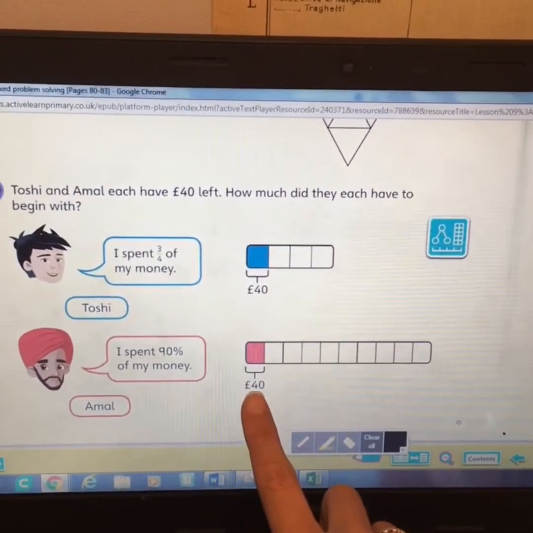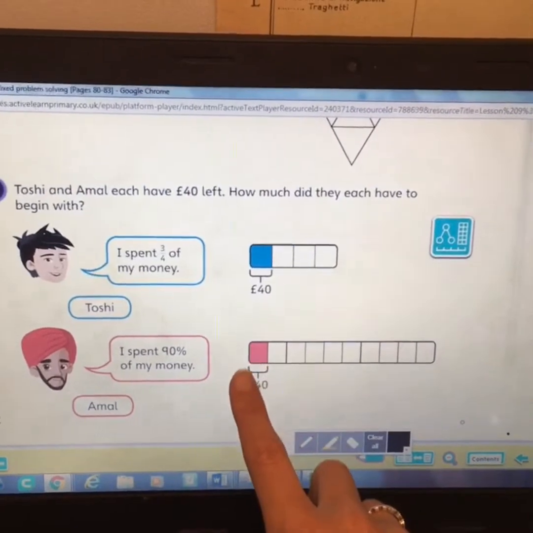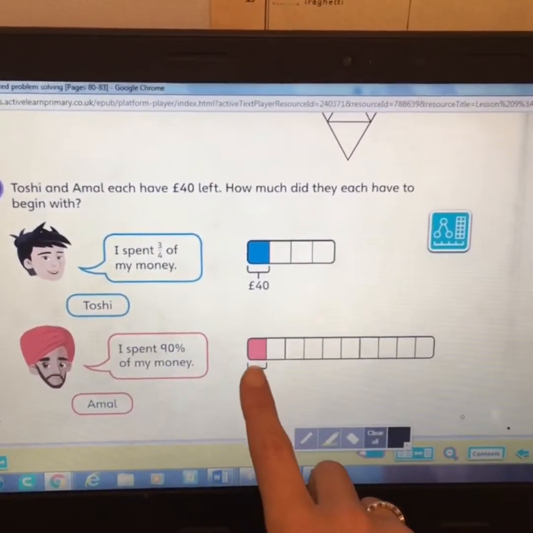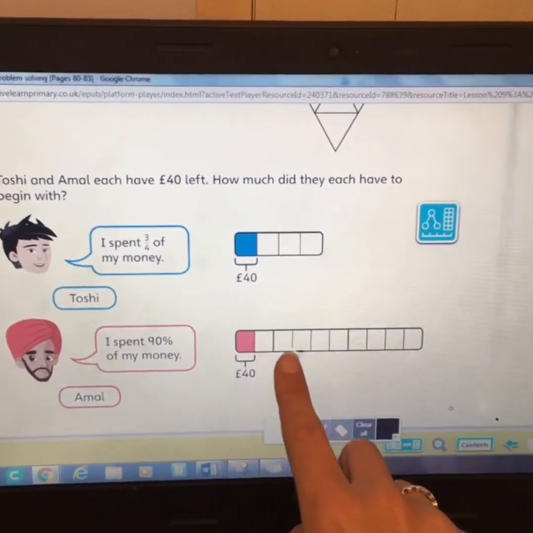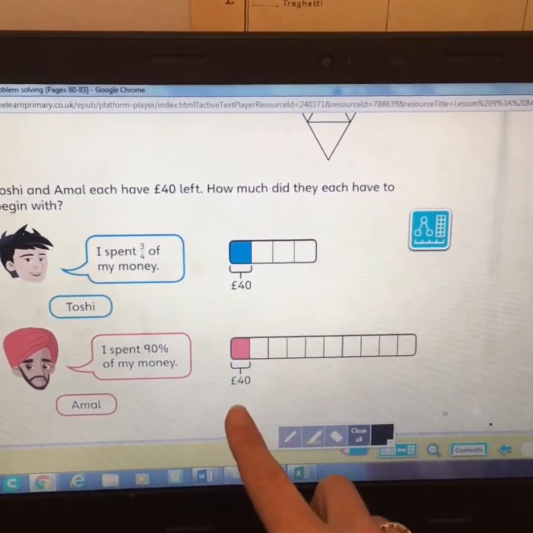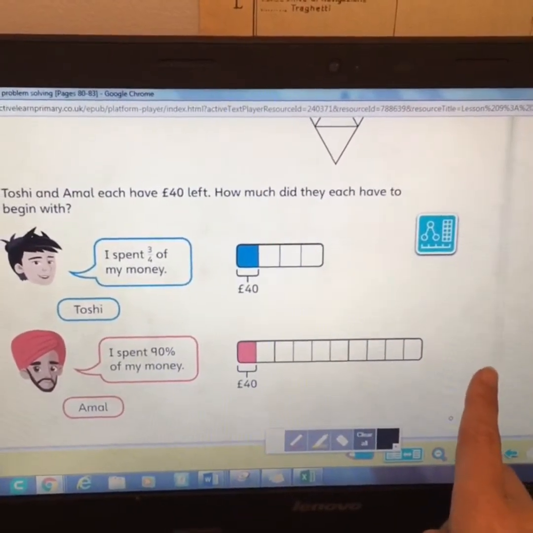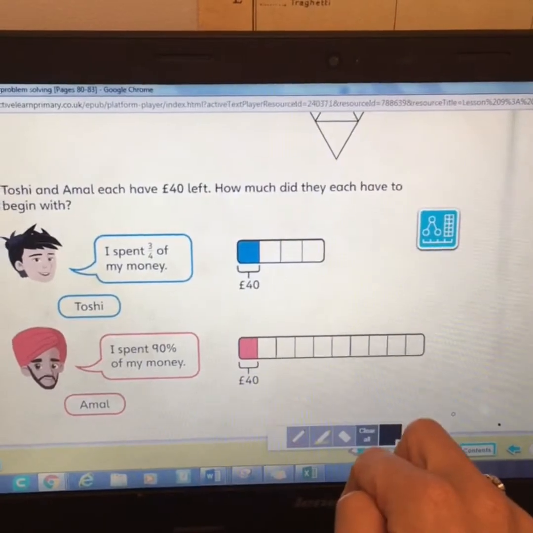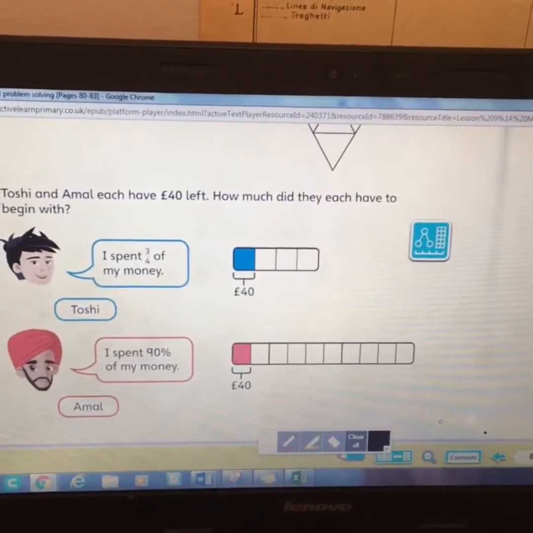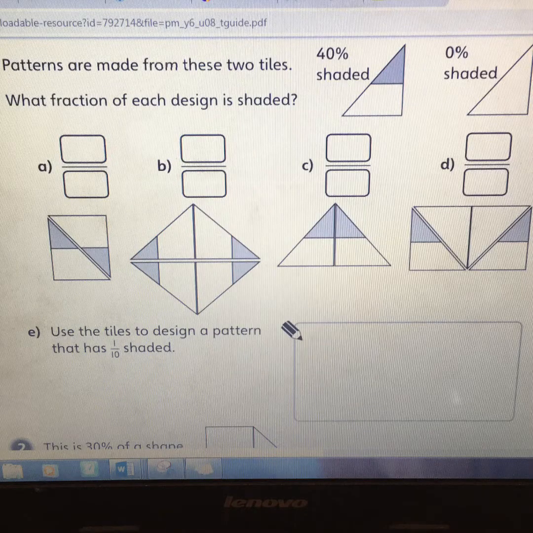Right, this one then. This one was 10%. So this time £40 is 10%. So to work out the whole, how do I get from 10% to 100%? I times it by 10. So £40 times 10, £400. Well done.